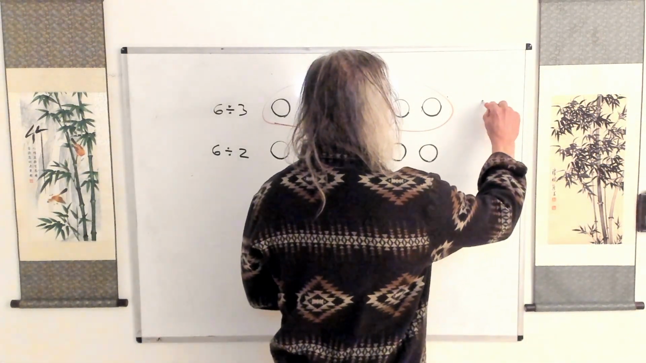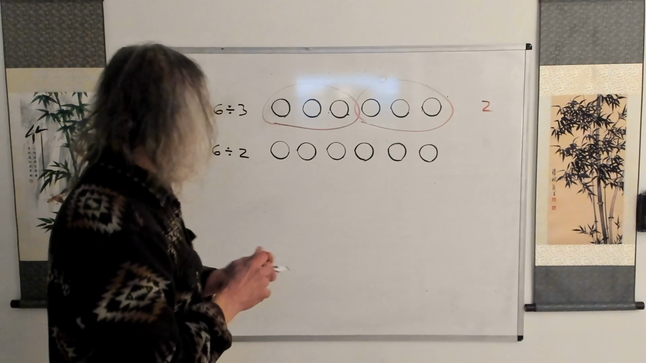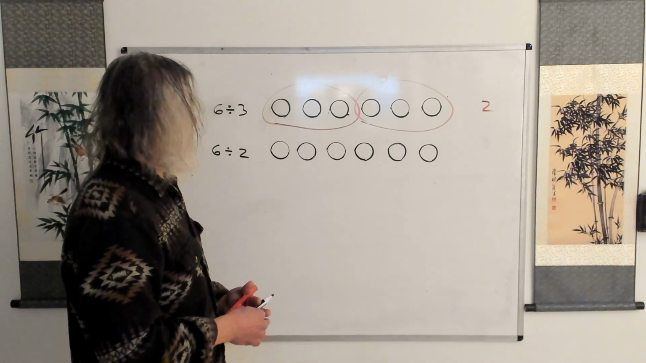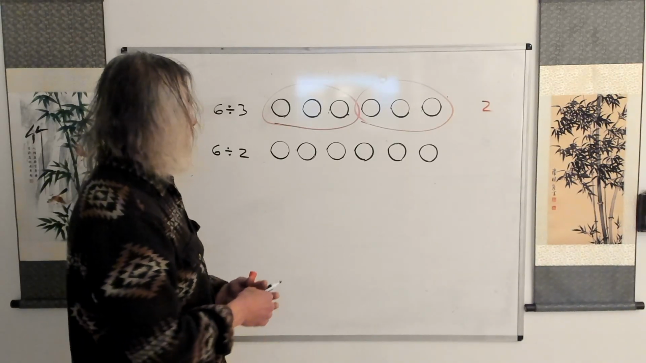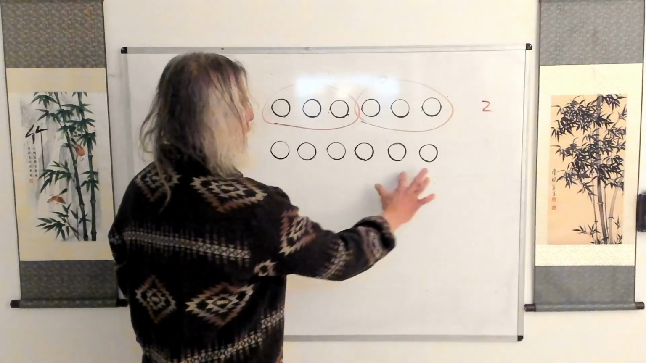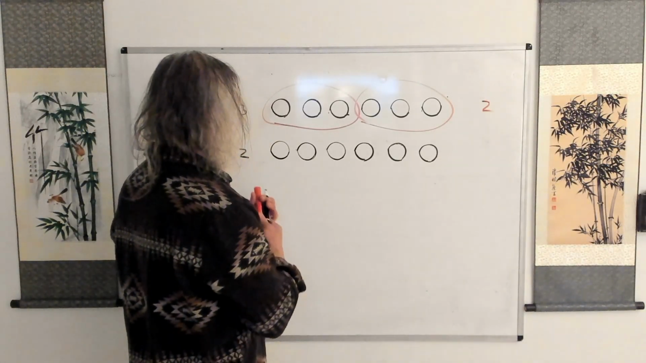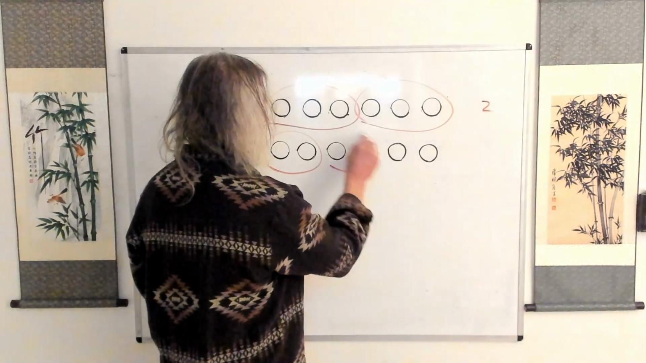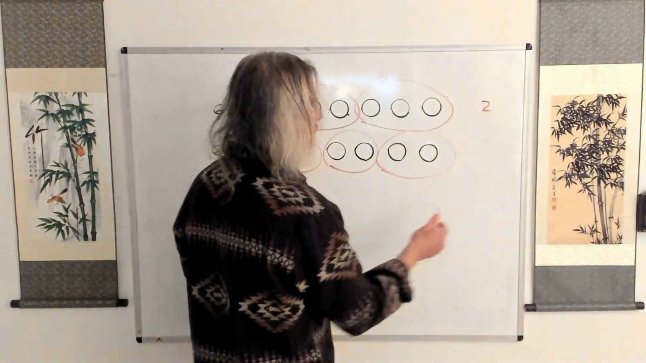Just call it 2. Or here, I want 2 things in each group. So 1, 2, 1, 2, 1, 2. So I got 2 things, 2 things, 2 things, and that's 3.